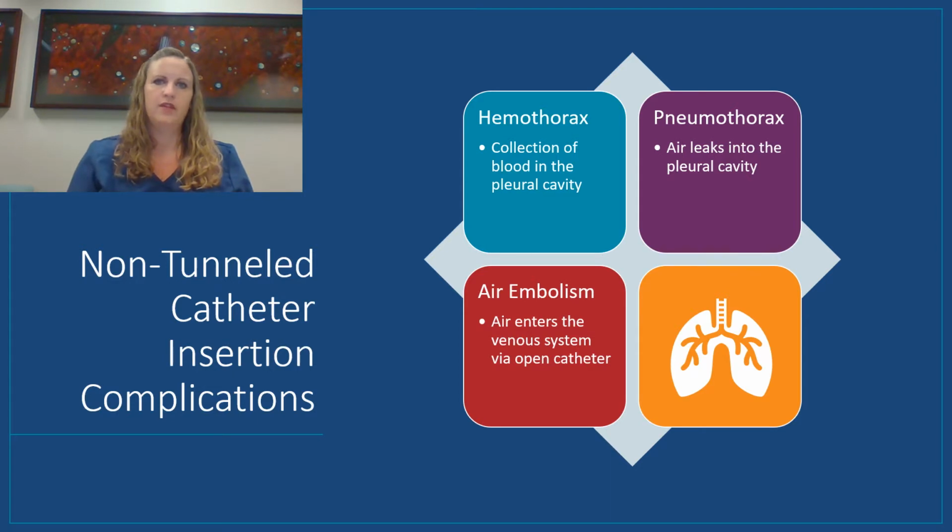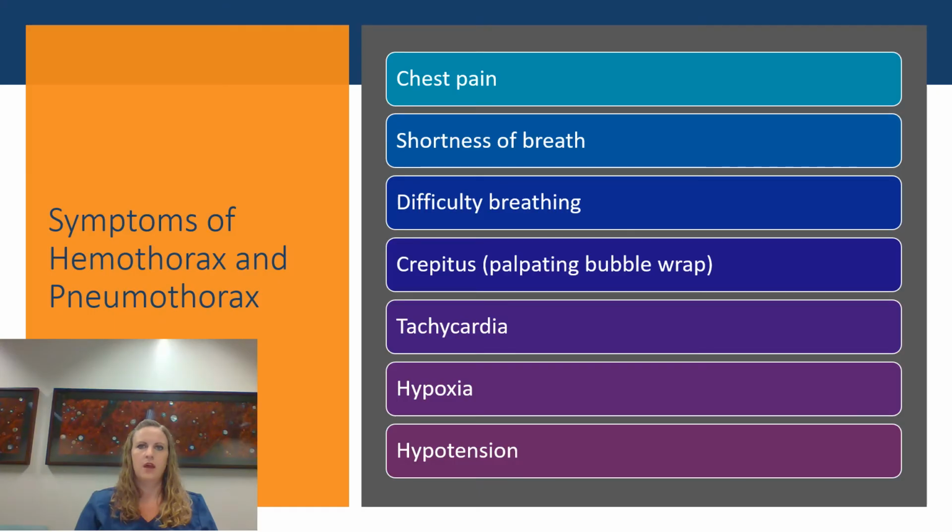So just like with any procedure, there are complications that can arise. Insertion complications that can occur with central line placement include hemothorax, pneumothorax, and also air embolism. Hemothorax is blood in the pleural cavity, and pneumothorax is air in the pleural cavity. Both of these prevent adequate oxygenation and ventilation for patients.